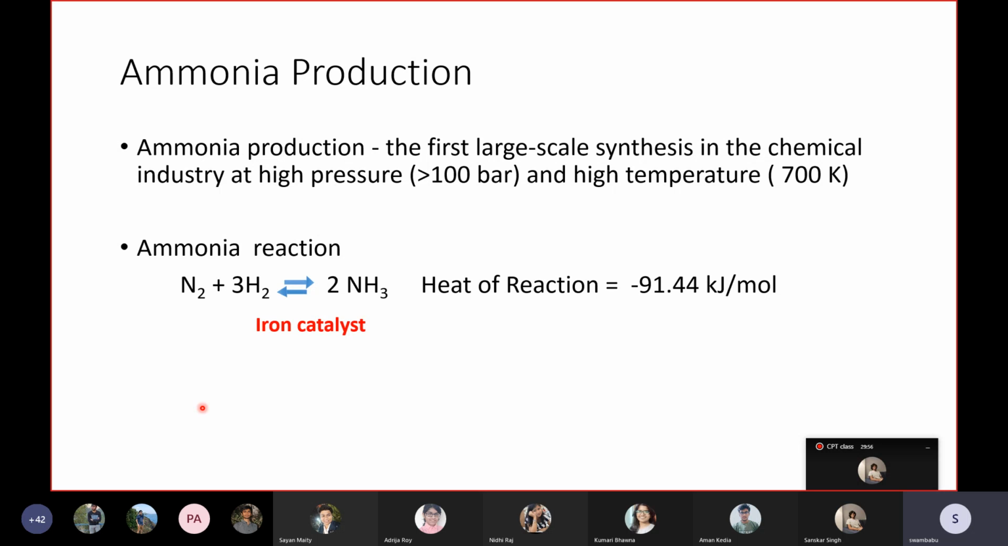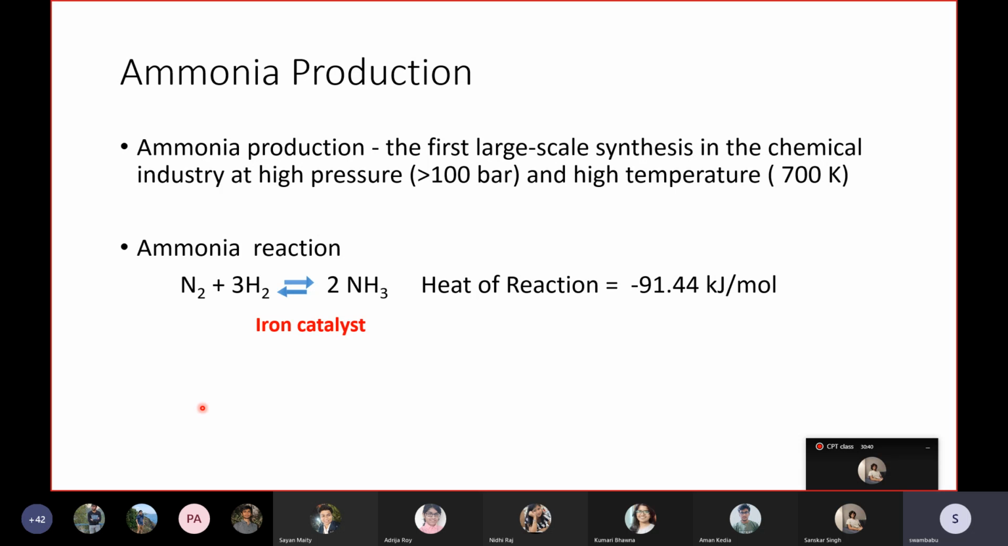Ammonia production is the first large-scale synthesis at high pressure and high temperature. Earlier I showed you sulfuric acid is the first large-scale plant, but that is at atmospheric pressure. Whereas ammonia production is the first large-scale chemical synthesis carried out at high pressure and high temperature. The pressure is more than 100 bar and the temperature is around 700 Kelvin.